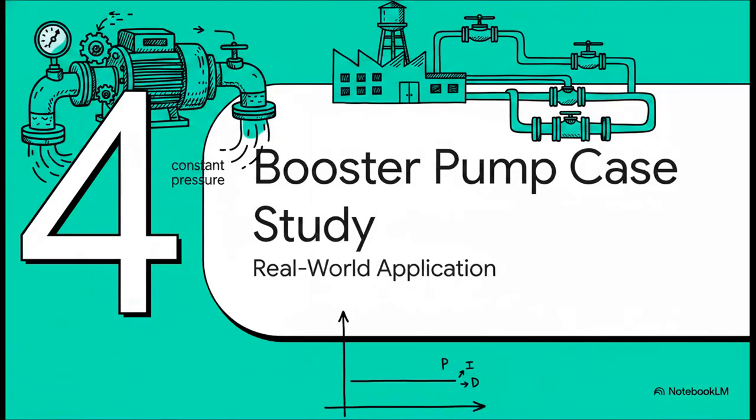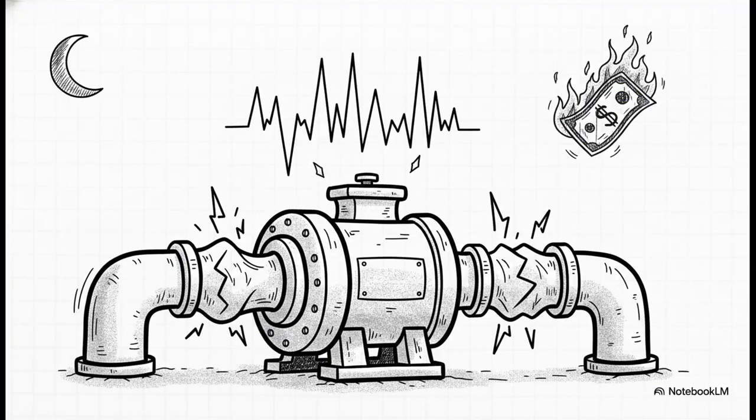Let's bring this into the real world. Section 4, Case Study, Booster Pump. Picture this. A facility has a standard constant pressure booster pump set, and its job is to keep the water lines pressurized. But using a standard starter, it's just running blind. Every single time someone opens a valve, the pressure drops, the pump kicks on at 100%, violently slams the pipes with maximum pressure, and then shuts right back off.